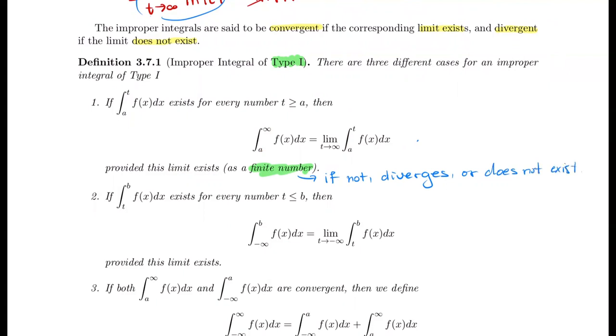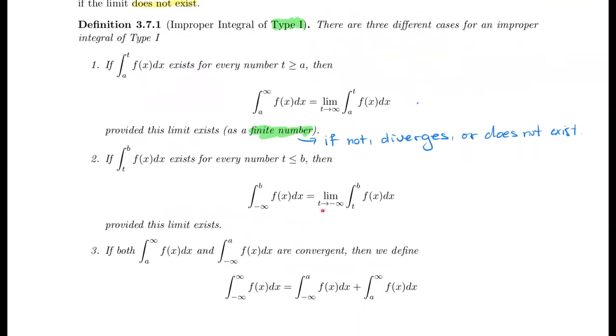All right. And the second case is, if we have the integral from t to b of f of x dx, so it's going to be from the left now, exists for every number t less than or equal to b, then we say that the integral from negative infinity to b of f of x dx is equal to the limit as t approaches negative infinity of the integral from t to b of f of x dx, provided that the limit exists. So that's also another key fact here. If this limit does not exist, this value does not exist, so we say that it diverges.